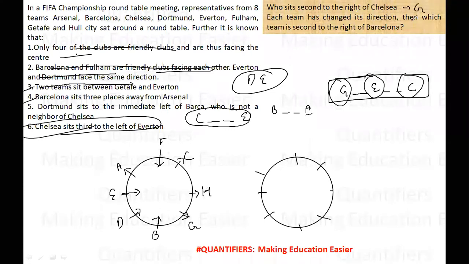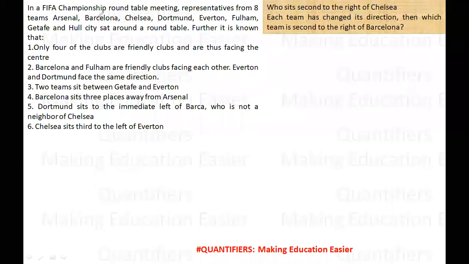If each team has changed its direction, then which team is second to the right of Barcelona? Barcelona sits inside. If I make it outside, second to its right will be E, Everton. So this completes my second set. Let's move to the third set.